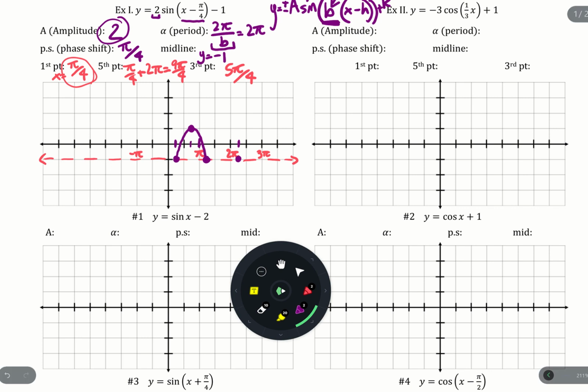It's going to be at 3 pi over 4. And then my minimum will be at 7 pi over 4. Going down 2 because my amplitude is 2. So again, remember the amplitude is the distance from the midline.